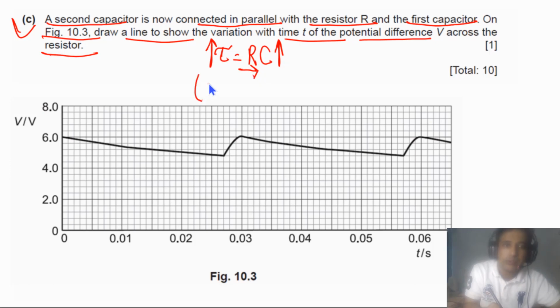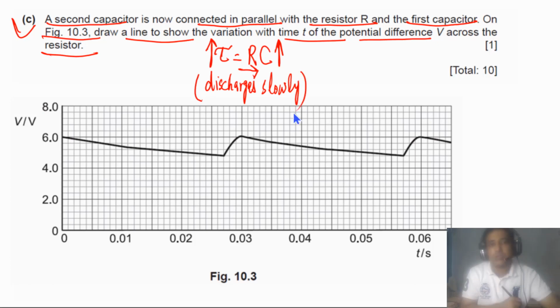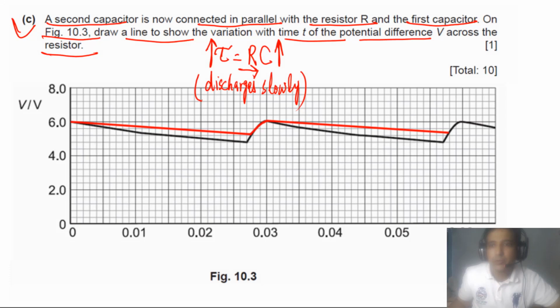If tau increases, it means the capacitor discharges slowly. So we can simply write down that the capacitor discharges slowly. And if this point is clear to you, now we need to sketch a curve on the previous curve. So let me show you how you can sketch in a nicer way. So this is how you can sketch. You can see in this case the ripple, the variation in PD across the resistor, has decreased. So now the ripple is only this much. So this is the ripple.